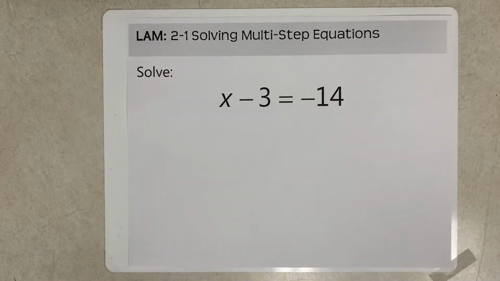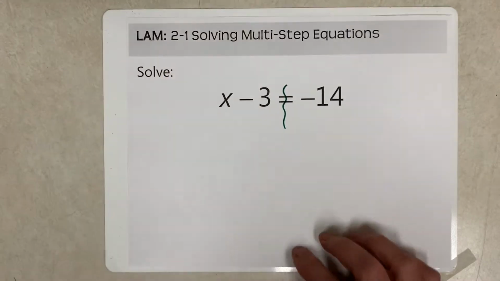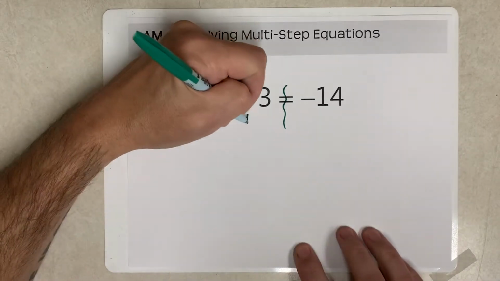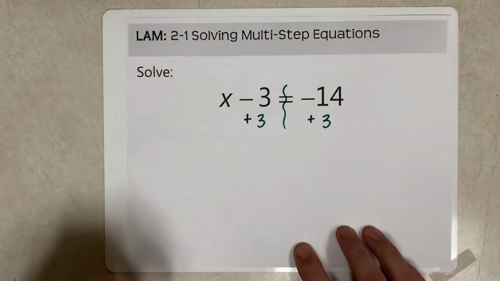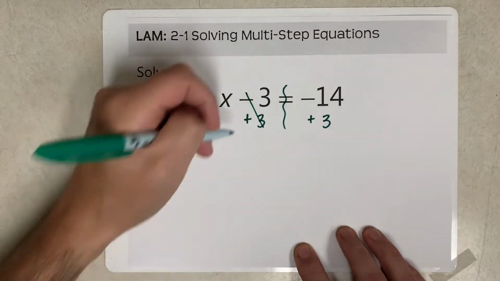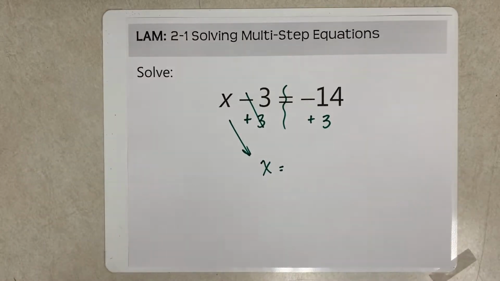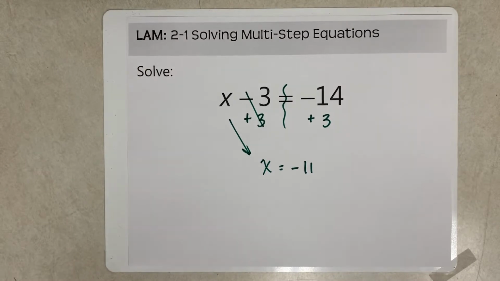Okay, so for this one, again, a one-step equation. We're going to go ahead and draw a river there. You have x minus 3, so we need to get rid of that minus 3 with a plus 3. Isolate the variable, which means get it by itself. Additive inverses. Bring down my x. And negative 14 plus 3 should be negative 11. And that one is done.